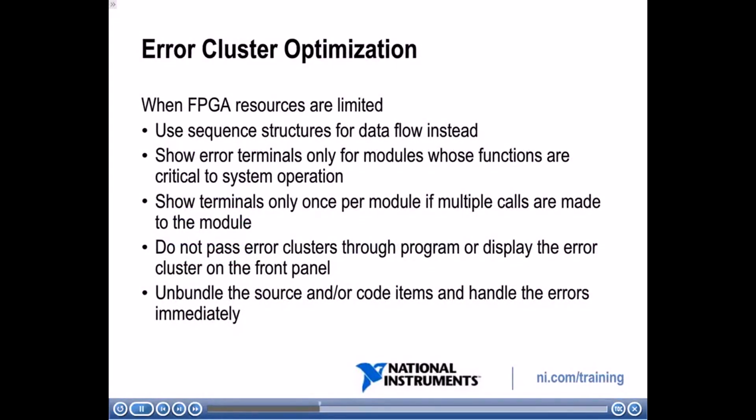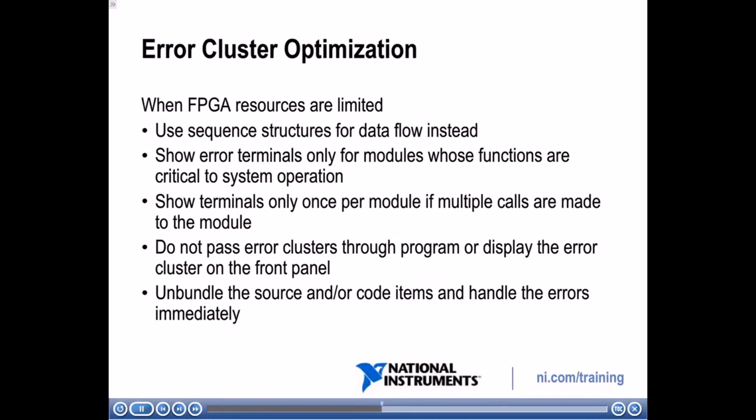Okay, now let's talk about error cluster optimization. These are some things to keep in mind when you're dealing with errors on FPGA. When FPGA resources are limited, here are some things you can do instead. If the only reason you're using the error wire is for sequencing and determining the order of execution, then you shouldn't be using error terminals for that. Instead, you should use a sequence structure for data flow. That way, you're not going to have to use extra FPGA resources to communicate that error information along that error wire. So don't use error wires only for sequencing. Instead, use a sequence structure.